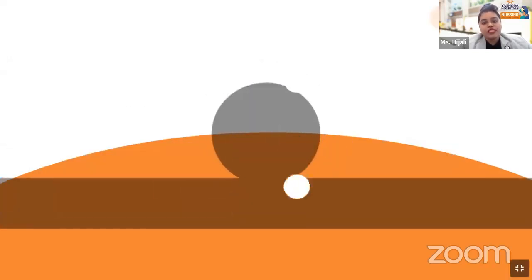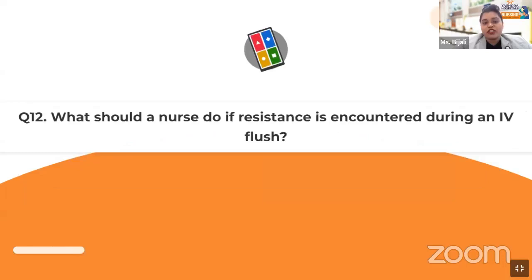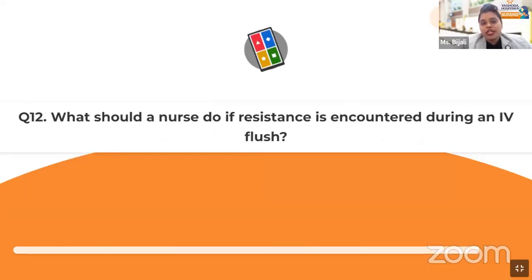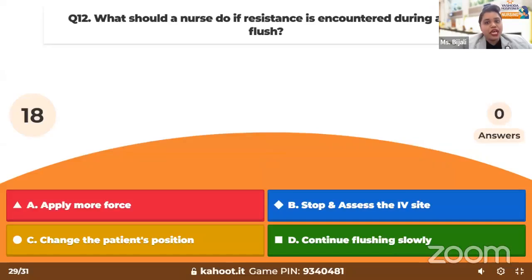So another quiz, again, one more question. We have double points over here. So play carefully and you win. What should a nurse do if resistance is encountered during the IV flush? We have about 16 seconds left.